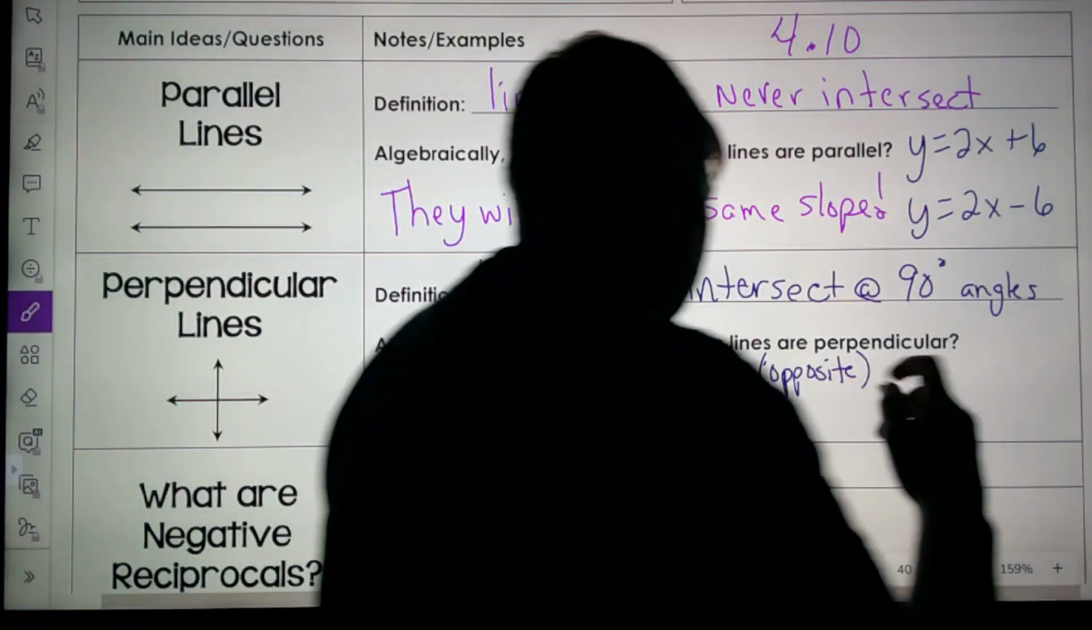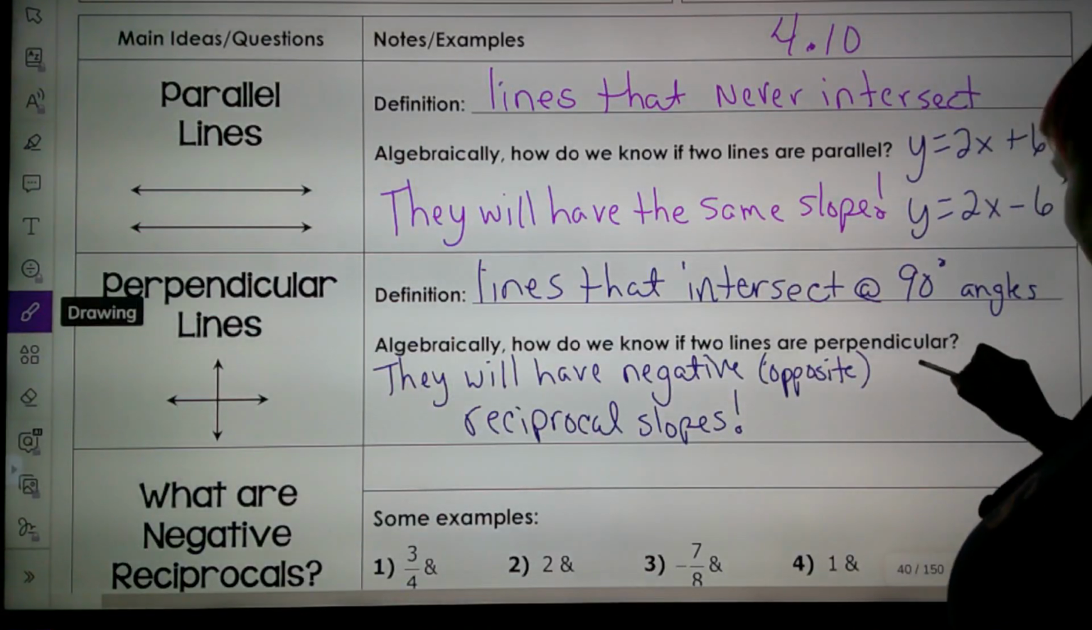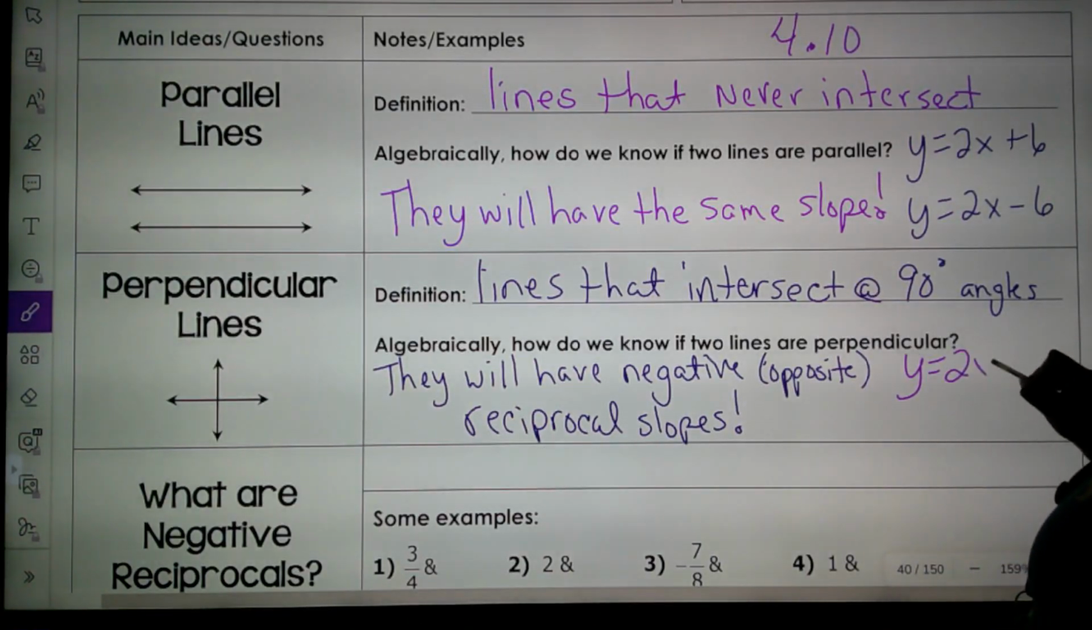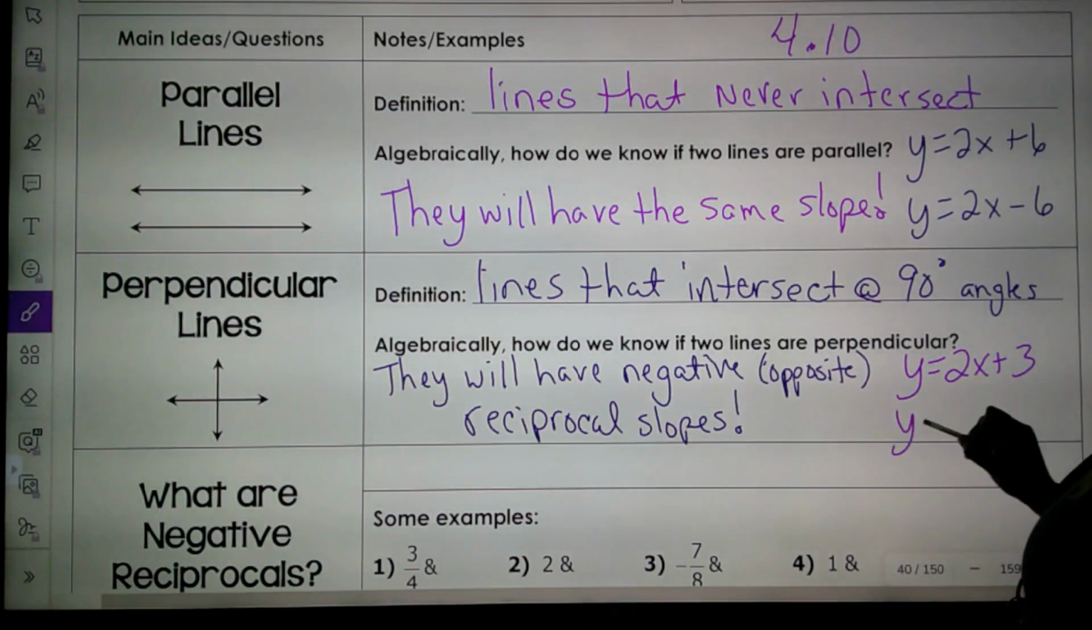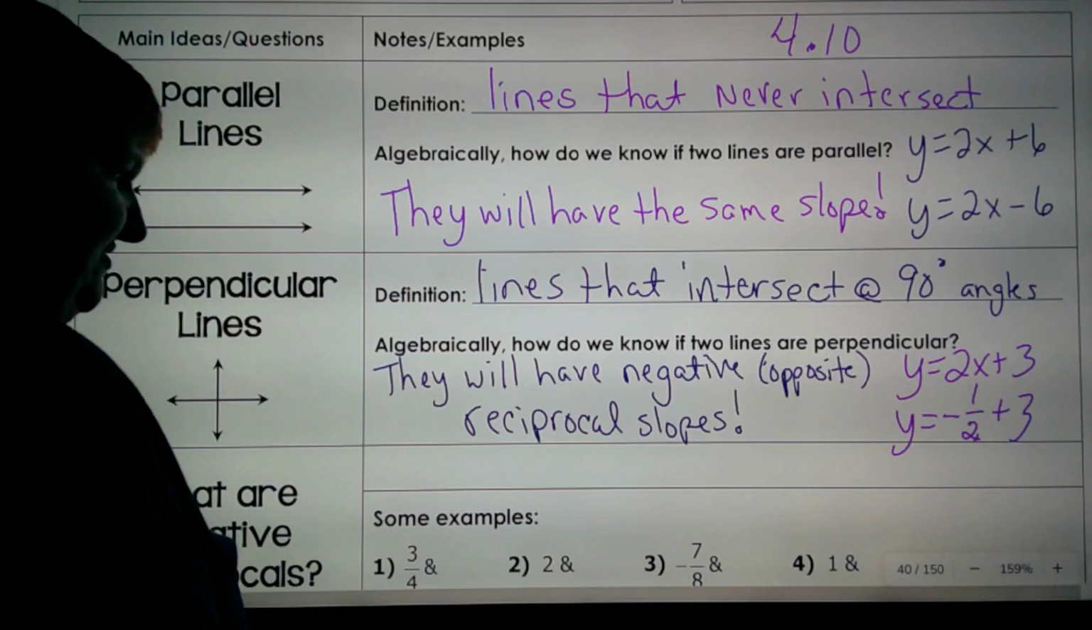Let me change the color so you can see. All right, so for example, y equals 2x plus 3 and y equals negative 1 over 2 plus 3. I changed the sign and I flipped it, 1 over 2 instead of 2 over 1. They have opposite slopes, right? So not only are they the opposite sign, but the fraction is flipped. Negative reciprocal. They have negative reciprocal slopes.